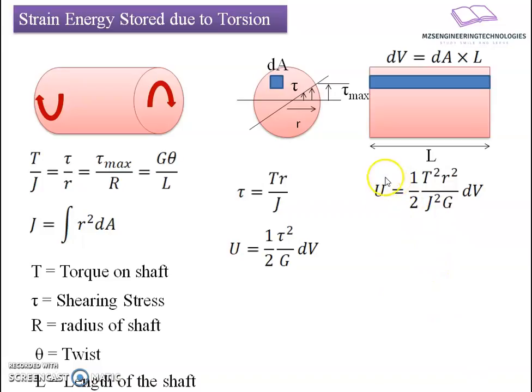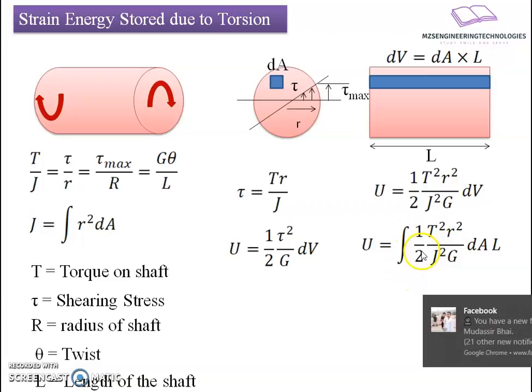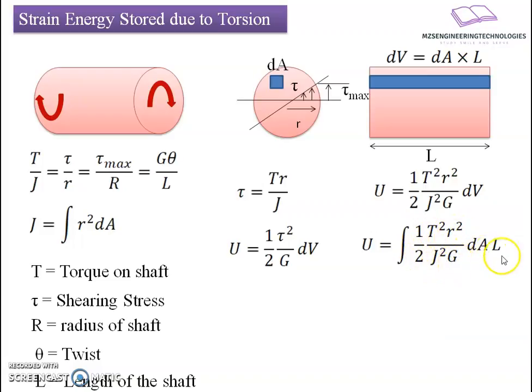So I will put all this relationship into the equation. U equals 1/2 of T square R square divided by J square into G into dV. Here I have replaced the tau value with the relation we defined. Later I will replace the value of dV in the equation. I have to integrate this because I am going to run this throughout the shaft length, so the limits will be 0 to L: 1/2 of T square R square divided by J square into G into dA into L.